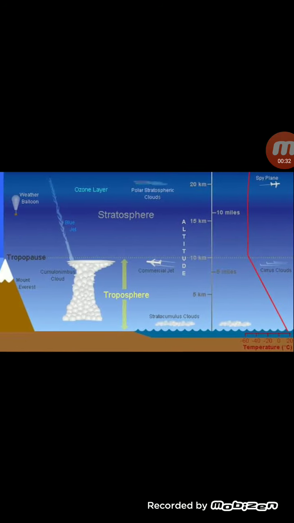First, we will study the troposphere. Troposphere is the lowest layer of the atmosphere. In this layer, temperature falls with height. Temperature decreases at a rate of 1 degree centigrade for every 165 meter ascent. This decrease in temperature with increase in altitude is known as lapse rate.